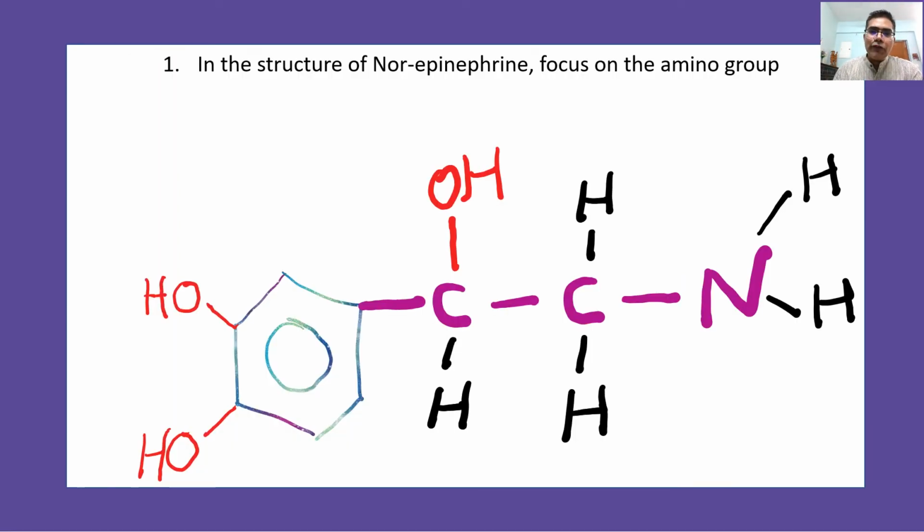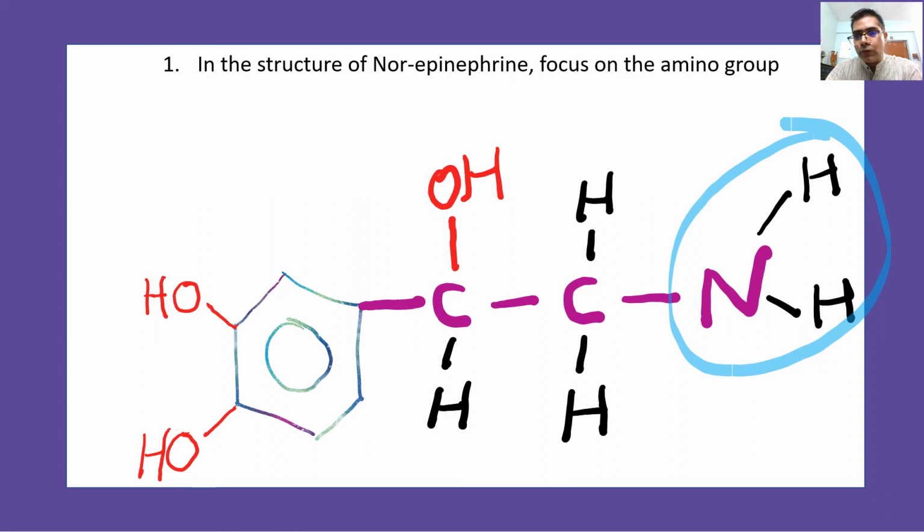Now in the structure of norepinephrine, friends, please focus on the amino group part. This is the amino group part, NH2. This is the whole side chain, the amine part. In this I am focusing on the amino group, NH2. How many hydrogens does nitrogen have? 2 hydrogens, 1 and 2. So you can see the 2 hydrogens.